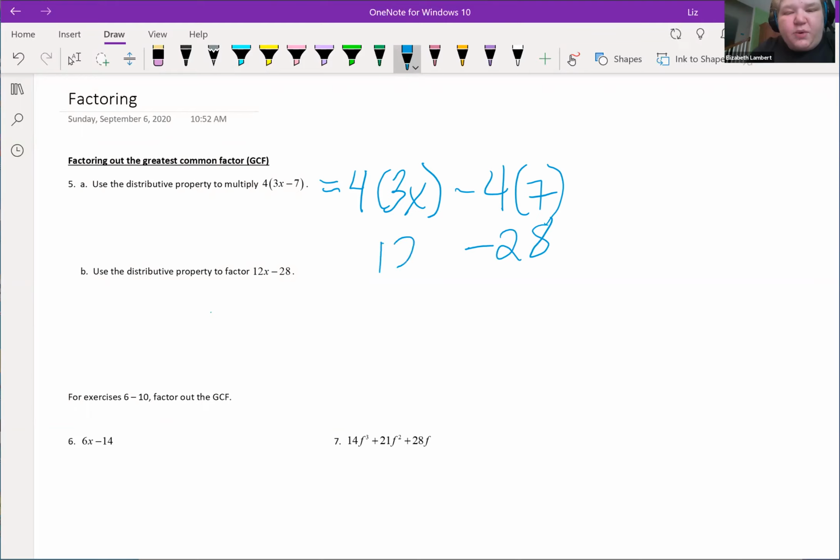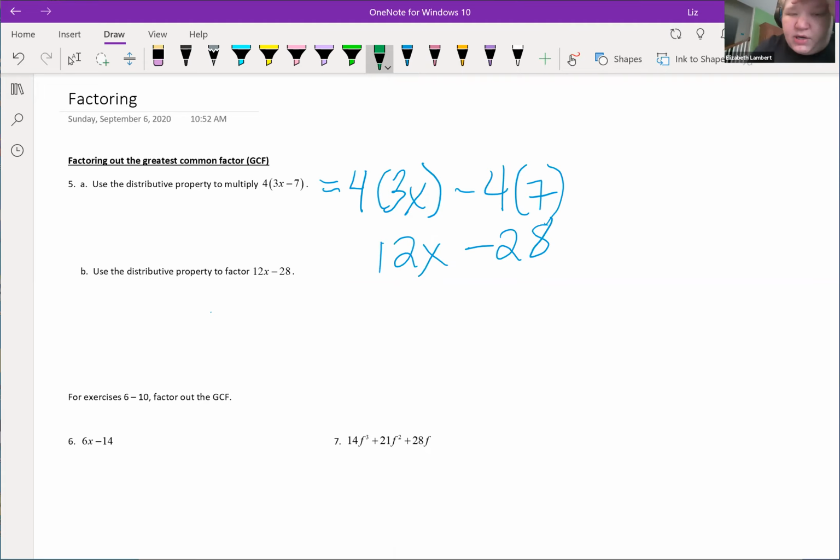And we would get a 12x here. And oh look, that is exactly what we have on B. So we're using the distributive property backwards. I'm thinking of a term, I'm trying to figure out a term that factors out of all of these. Now, if you don't recognize the greatest one first, you don't have to. Just pull out a common factor.